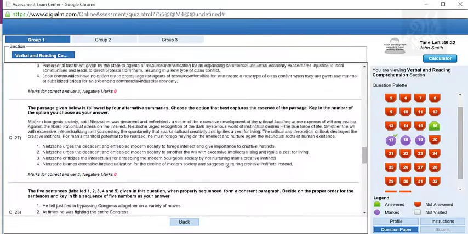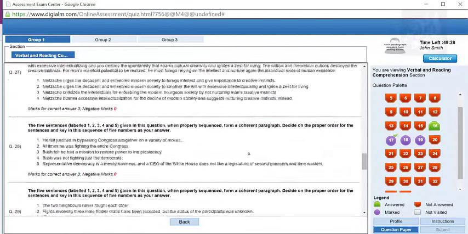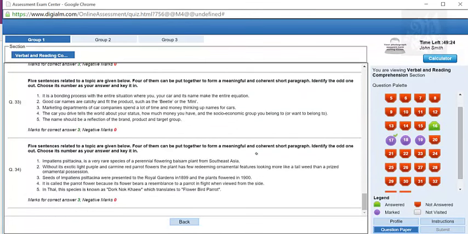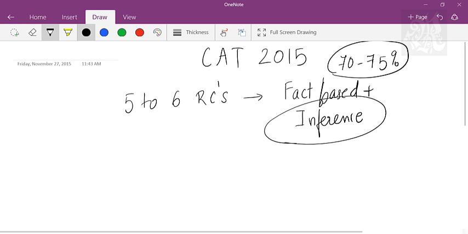They have said that 5 of them will be non-RC based questions and the remaining 5 will be parajumbles, and that's about it. So you can expect around 70-75% of questions based on RC itself. Around 20-25 questions out of 32 on RC itself. So it's good news for people who are worried about verbal, because it's going to be RCs.